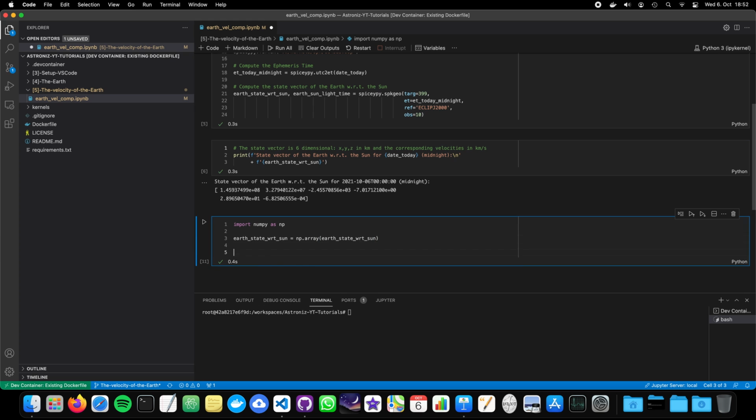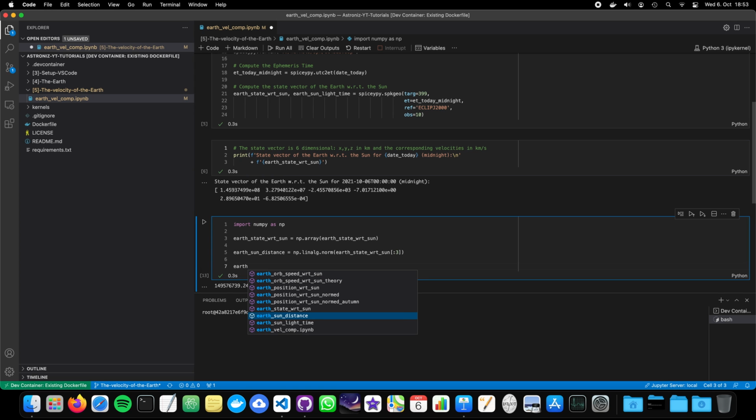Out of the box, we can easily compute the distance from Earth to the Sun, and we use the NumPy function linalg.norm. So this is the Euclidean distance we can use to compute the distance. We use the first three values. Now let's have a quick look whether this is around 150 million kilometers, as I just said and we showed last time. Yeah, so 150 million kilometers. This makes sense.